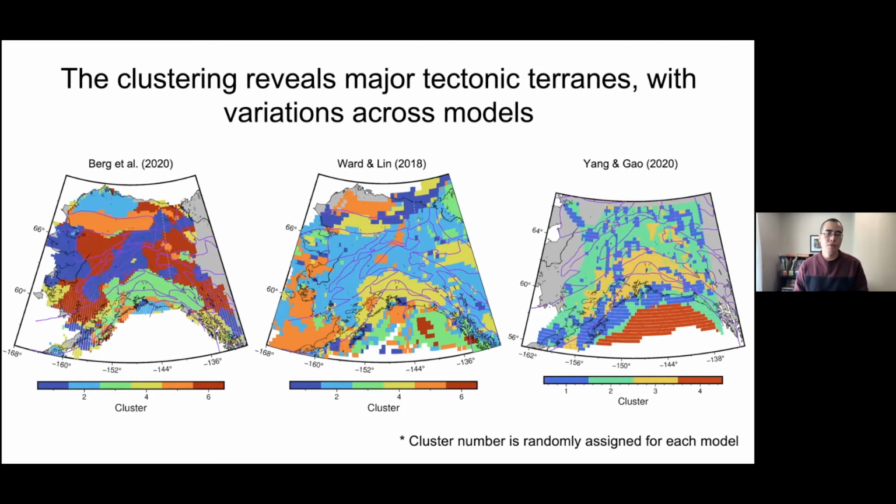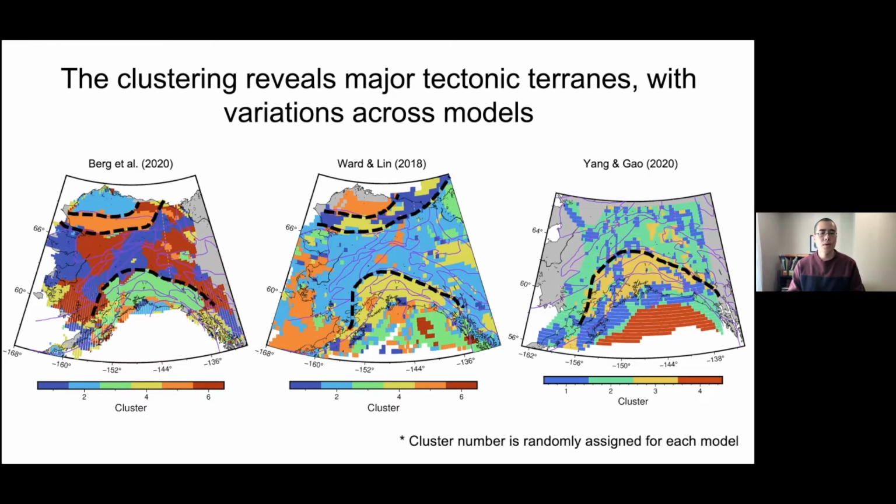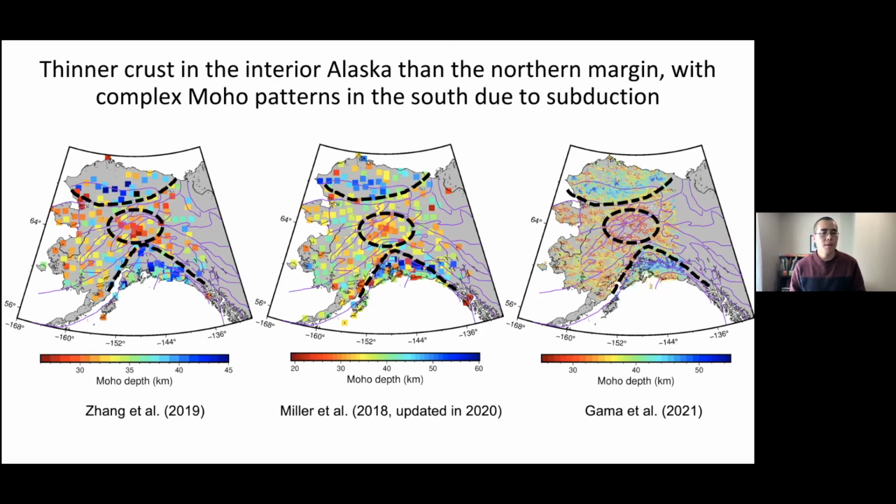So here are three of the clustering results we have done. From these three models, we can see some consistent clustering patterns, including the northern Alaska clusters and southern Alaska clusters. There are also a lot of other features that you can get from this clustering result. But some of you may be familiar with the Moho depth or crustal thickness. So we want to check whether our clustering result is dominated by crustal thickness patterns.